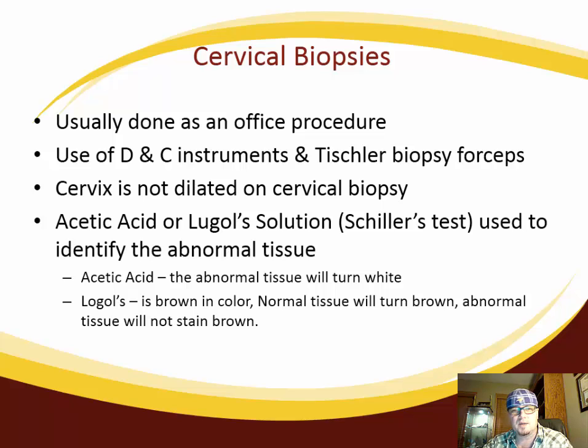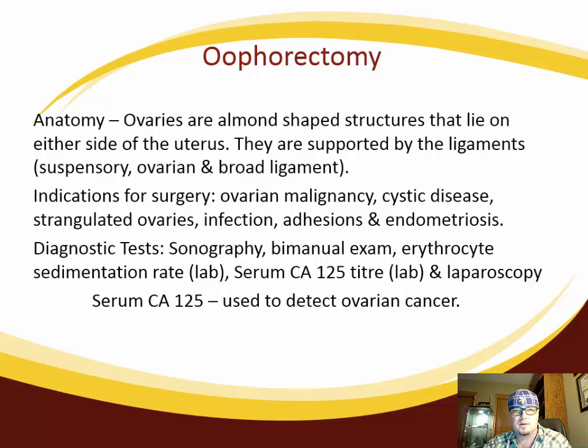Cervical biopsies may be done in the office. You may see them in the operating room. Tischler biopsy forceps is that pistol grip forceps that looks kind of half like a rongeur and half like a tenaculum. It grabs hold and takes a bite out of that cervix, and then we're going to send that off and get a specimen from that. I covered the acetic acid and Lugol's to identify abnormal tissue. And remember, when we send off a pathology specimen, you want to be very careful handling those specimens. It's important to take good care of the specimen and not contaminate it. It could change how you treat somebody if the specimen is not handled properly.